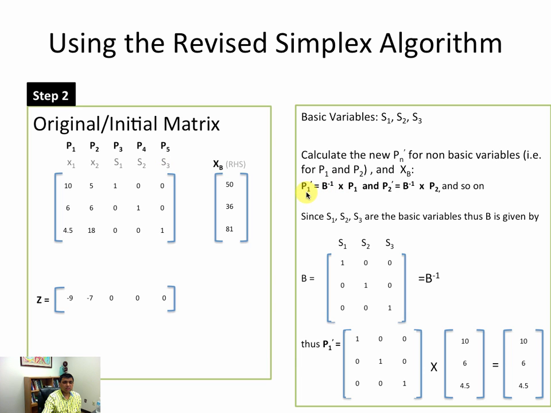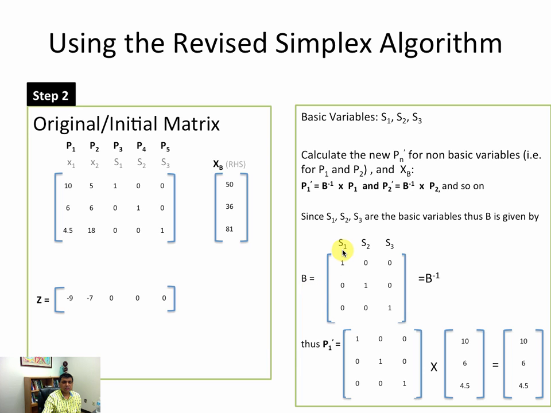So we will calculate P1 prime, which is given by B inverse multiplied by P1, and P2 prime, which is given by B inverse multiplied by P2, and we will also calculate the value of XB prime. In this equation, we know P1 because P1 is given by 10, 6 and 4.5. But what we need to find is B inverse. B is the basic variables matrix.